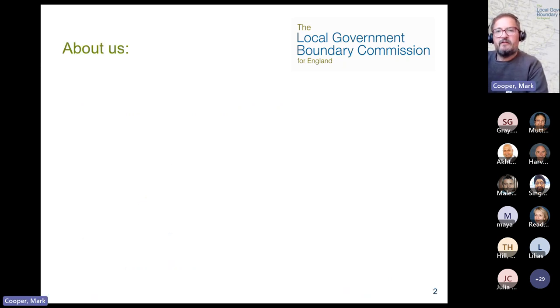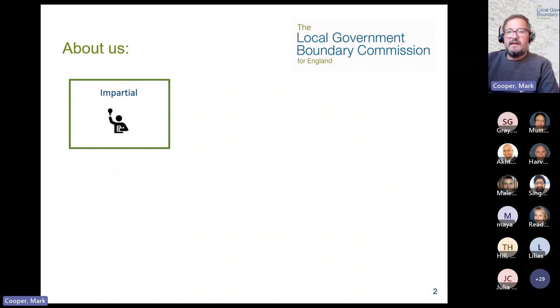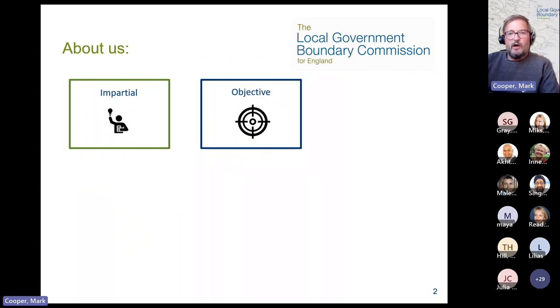First, a bit about the Local Government Boundary Commission for England. We as a body recommend fair electoral and boundary arrangements for the whole of England. We are completely impartial. We do not report to government or any political parties, but instead report direct to Parliament via a committee chaired by the Speaker of the House of Commons. The Commission is objective. Our recommendations for new electoral arrangements are only based on evidence related to the criteria that are set out in law.